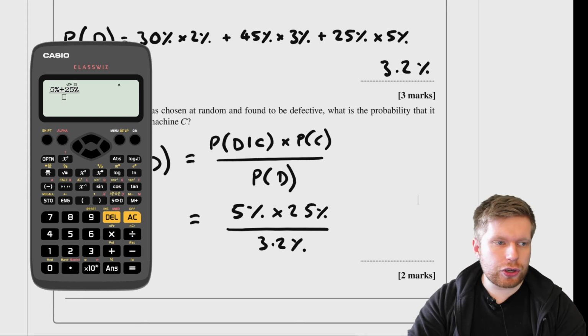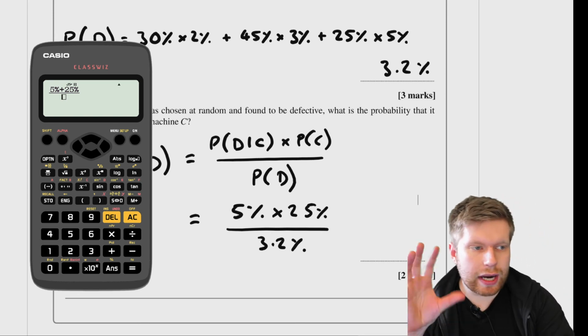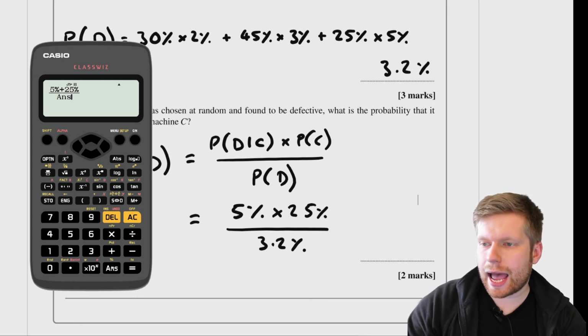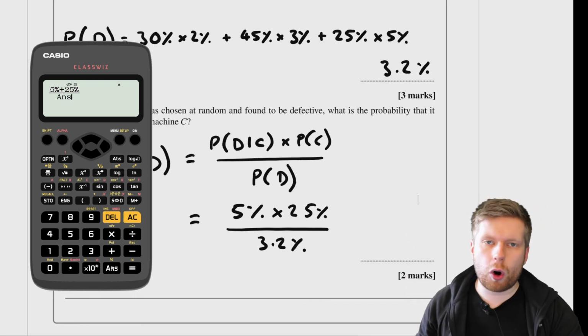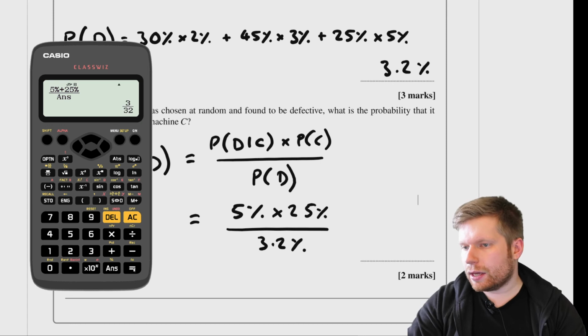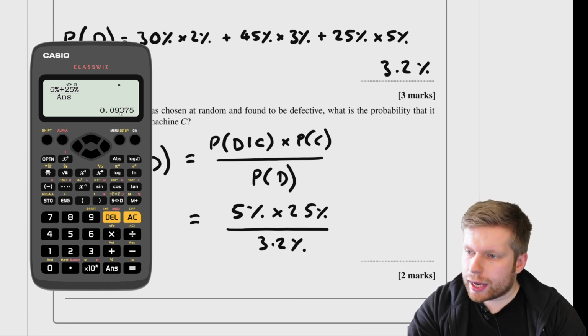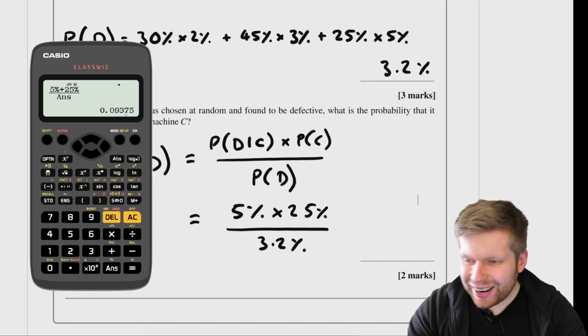So in other words, if for the first part I got a really long, awkward answer with lots of rounding, to increase the accuracy, I can just hit Ans rather than typing that big, long, horrible answer in. Now if I hit equals, it's going to give me 0.09375. In fact, that's wrong.